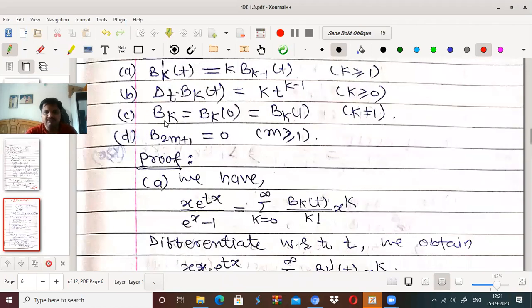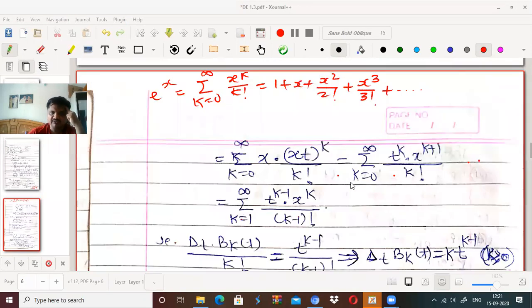Now the third property of Bernoulli polynomial: bk is equal to bk of 0 equal to bk of 1. That means bk of 1 is same as bk of 0 is same as bk, that we want to prove for k not equal to 1. k should not be 1. That means b0 or b2 should hold, right? So b0 is equal to b0 of 0 is equal to b0 of 1 should come, isn't it? It is like that. Then b2 of 0 equal to b2 of 1, then b3 of 0 equal to b3 of 1 and so on. It comes in this type.